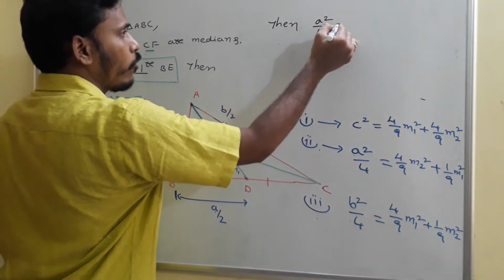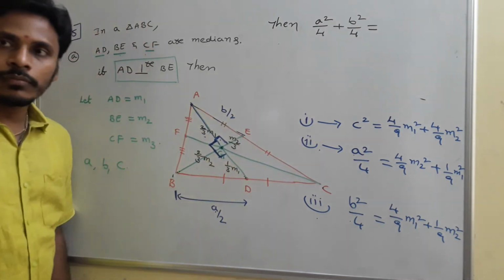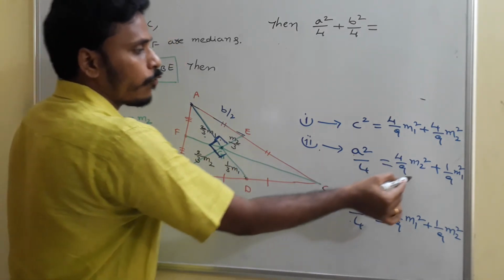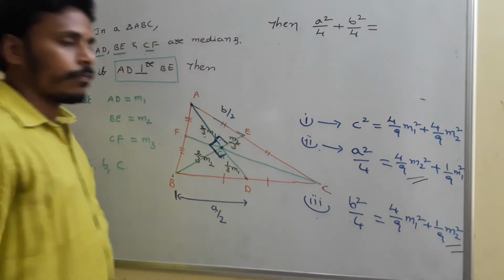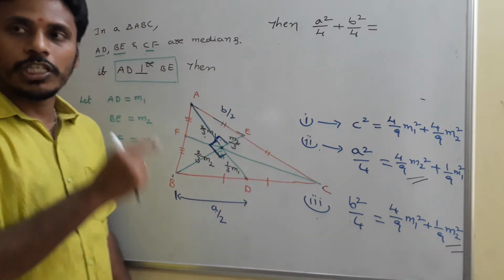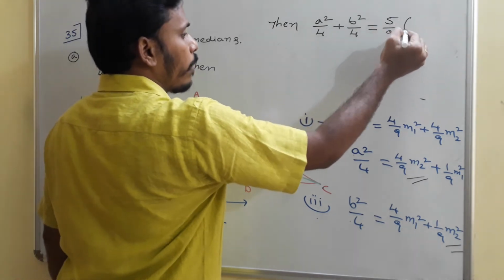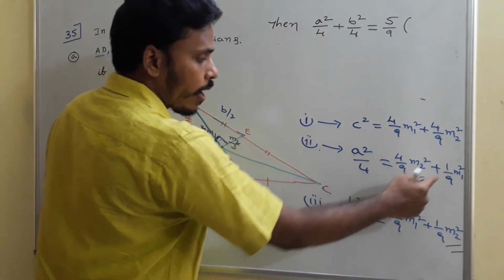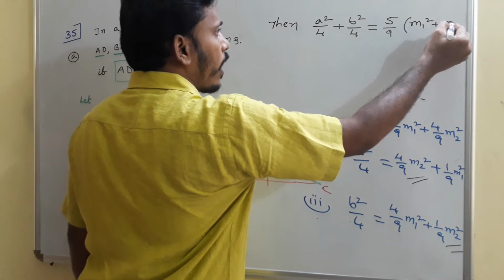A square by 4 plus B square by 4 is equal to, think here, we are going to add the right side part. Here it is 4 by 9 m2 square, and here it is 1 by 9 m2 square. 4 and 1 is 5 by 9 m2 square. So you just common out 5 by 9. Here also 1 and 4 is 5, 5 by 9. If you common out 5 by 9, you will get m1 square plus m2 square.